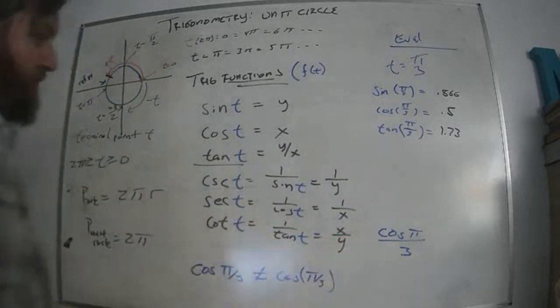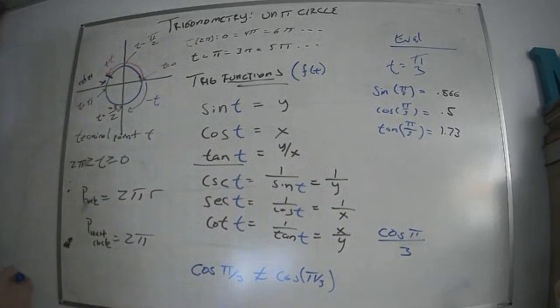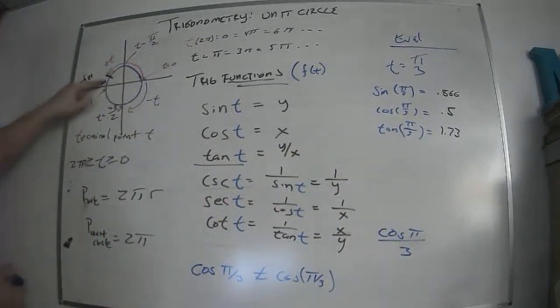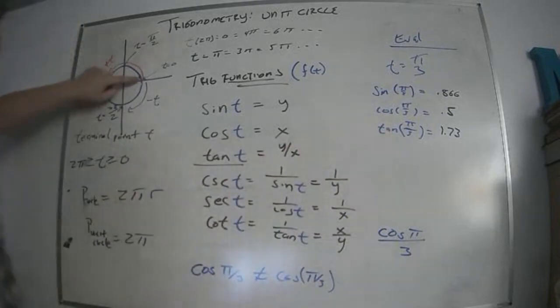Cosine of pi is minus 1. Which makes sense. It's the x value of t at that location. T at pi has x value minus 1. And then you're dividing that by 3. Whereas what I really want to know is what is the x value of t at pi over 3, which is up here, is 1/2.